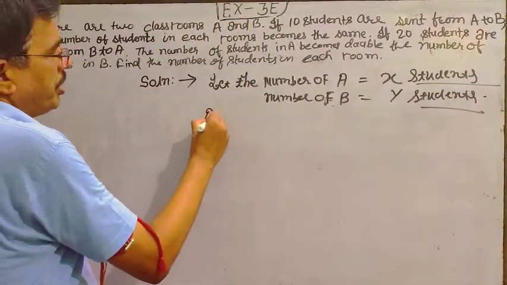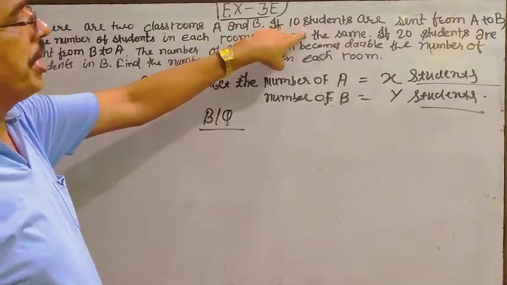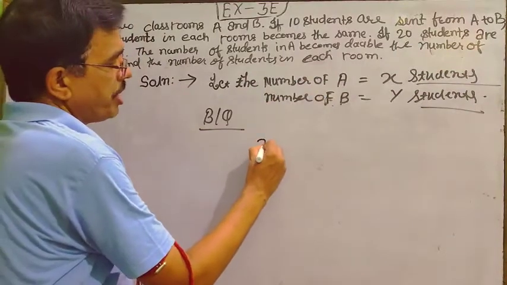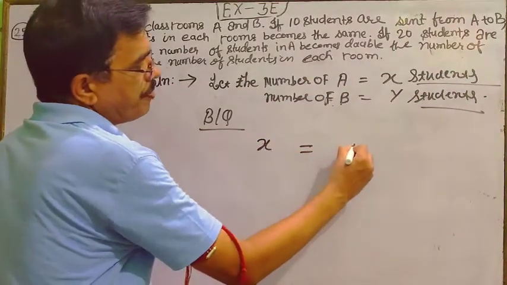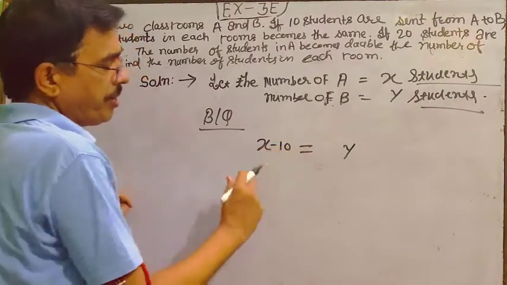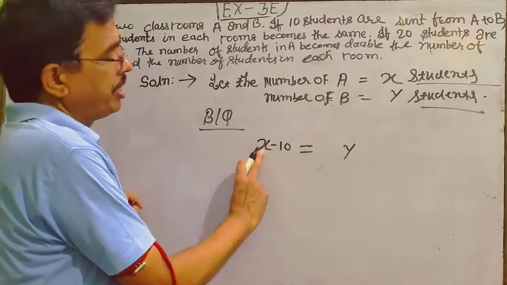My question is what? Read again. The question is that if 10 students are sent from A to B, the number of students in A is X and B is Y. 10 students are sent from A. That means 10 students are reduced from the number of the section.